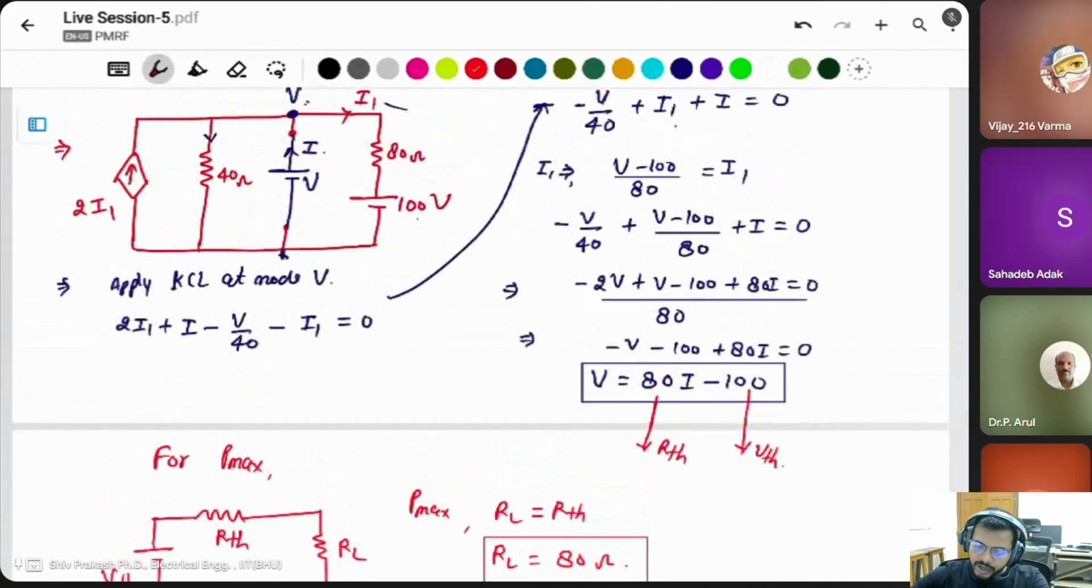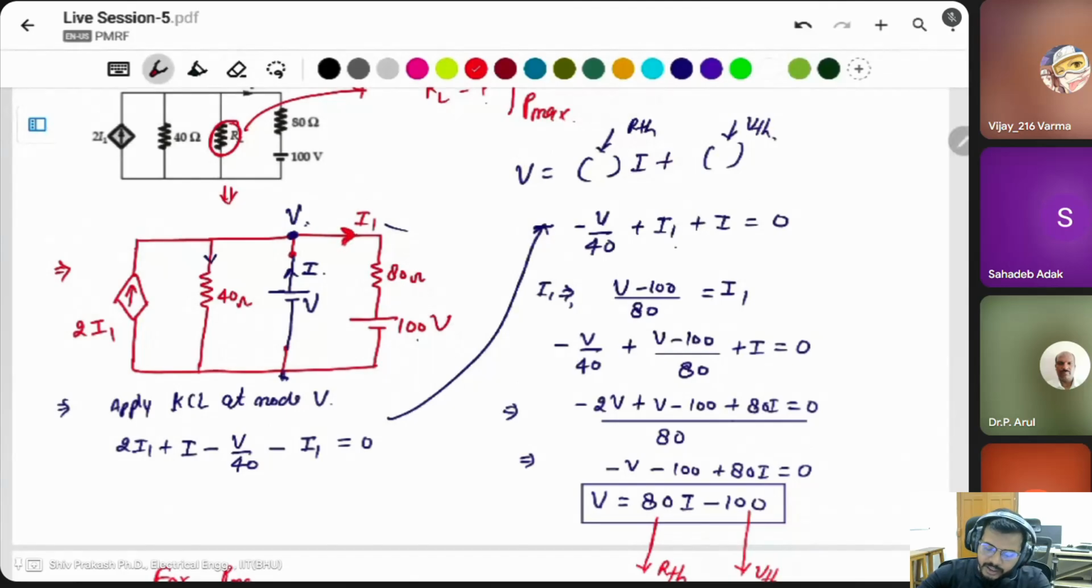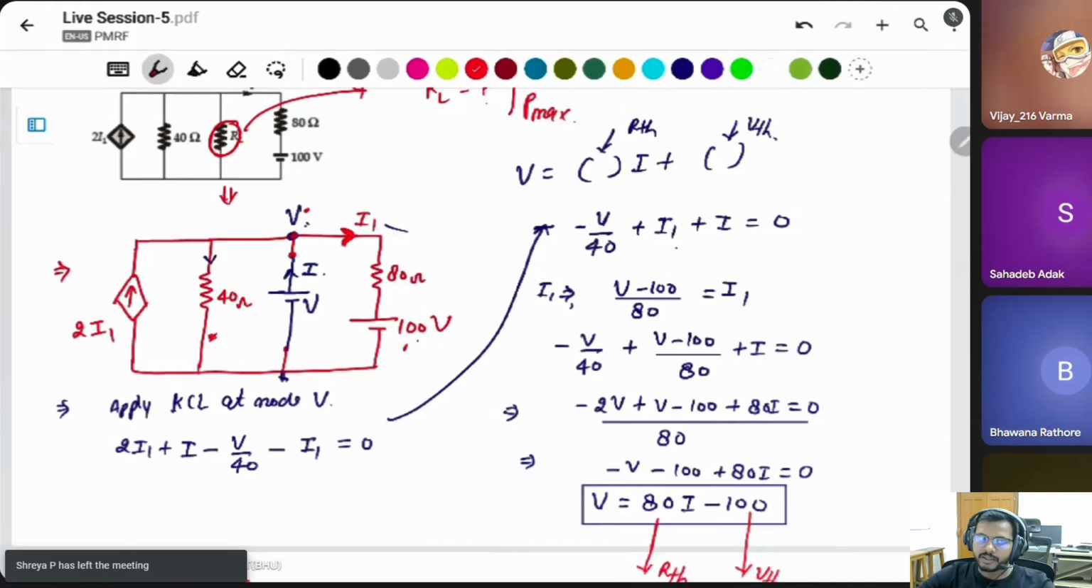Equation of I1: this current I1 is this voltage minus this voltage divided by the resistor. If there is no voltage source, then V by 40 is the current flowing through it, because this voltage is V. That's why V minus 100 volt divided by 80 is equal to I1. You can apply the same thing everywhere there is a dependent source: apply V and I to find the VTH and RTH. If you want the Norton equivalent, simply convert the Thevenin equivalent into the Norton equivalent. RTH is the same as RN, and IN, Norton's current, is equal to VTH divided by RTH.